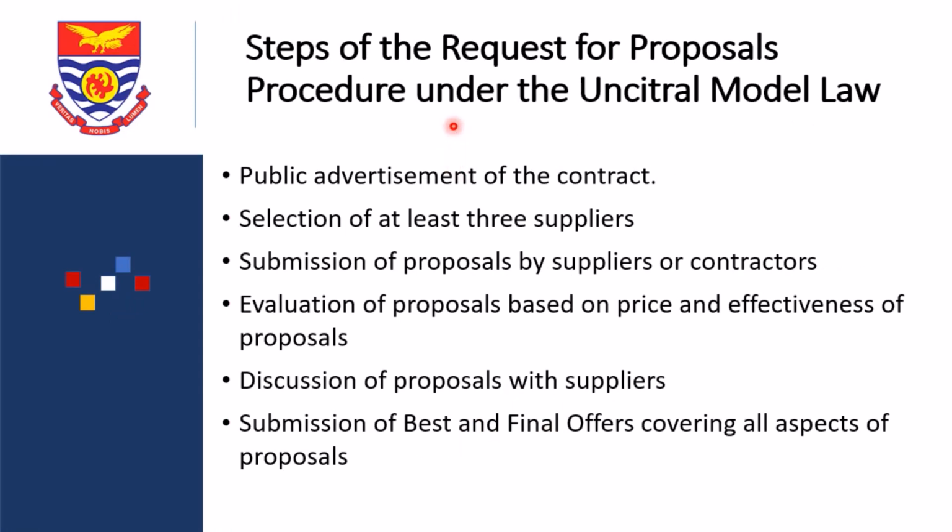So in undertaking requests for proposals under the UNCITRAL Model Law, you first of all advertise contracts publicly. Then you select at least 3 suppliers. Then the suppliers proceed to submit their proposals. Then you evaluate the proposals based on price and effectiveness of the proposals. Then you engage in discussions with suppliers on the proposals that they have submitted, assuming it's allowed. And then there is a final submission of best and final offers, which covers all aspects of proposals.